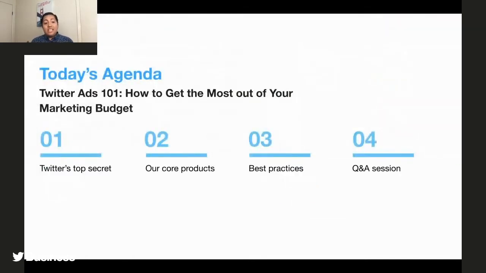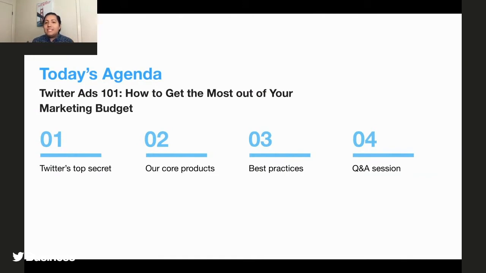So let's go over today's agenda. As you probably know, the topic is how to get the most out of your marketing budget. This is very useful, and it's also in a 101 environment. What does that mean? Basically, this is going to be a very basic intro into our core products, best practices, and things that you can get started on today. Just to go through them one more time, what we're going to be seeing today is: 1, Twitter's top secret. That's a big one. 2, core products. 3, best practices. And then we're going to end with a Q&A session at the very end, as I mentioned before, with all your questions.